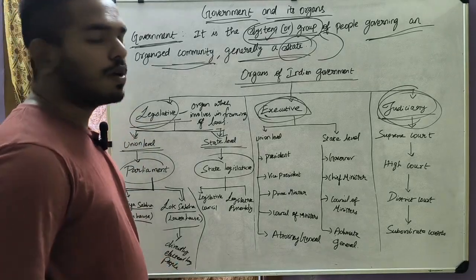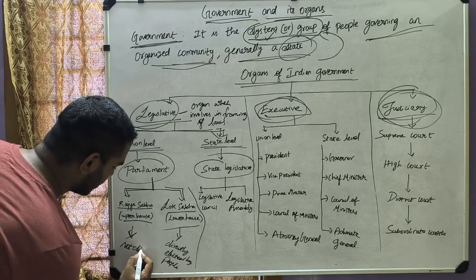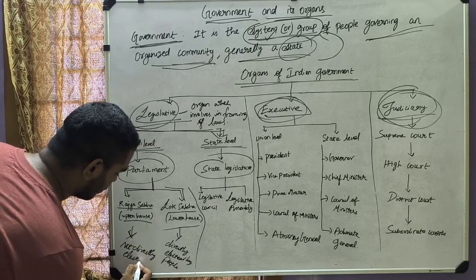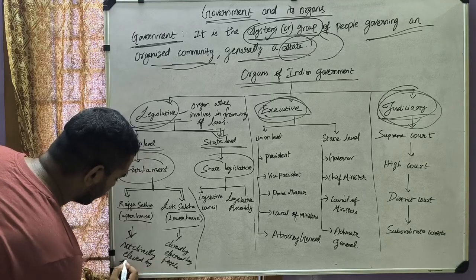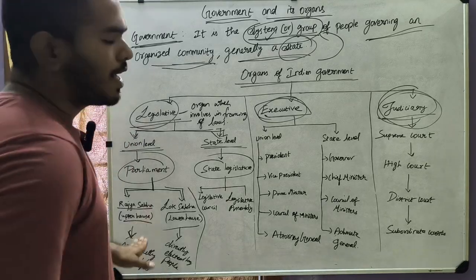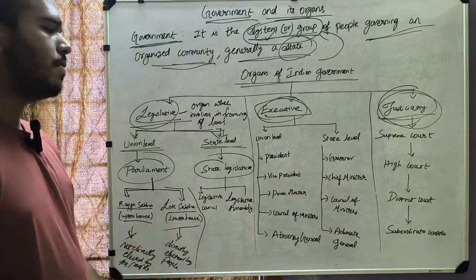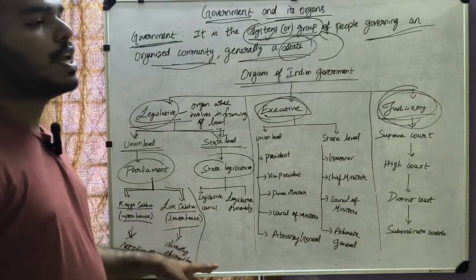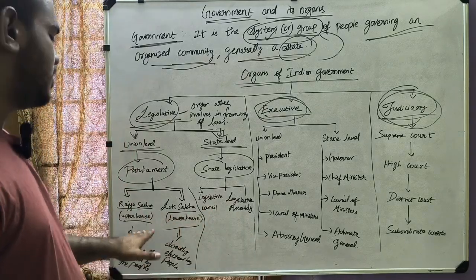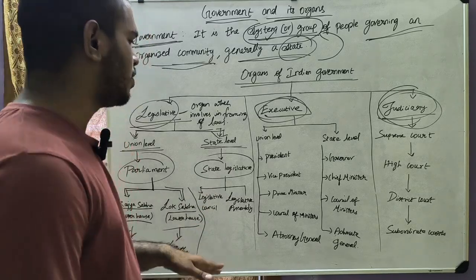Members of the Rajya Sabha are not directly elected by the people, but the members of the Lok Sabha are elected by the people. We are going to see in upcoming videos in detail about the Rajya Sabha and its functioning and its election process, and the Lok Sabha and its functioning and its election process.